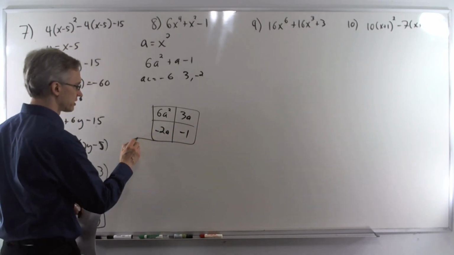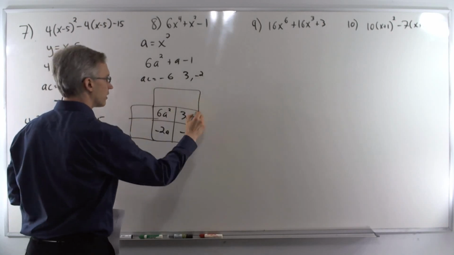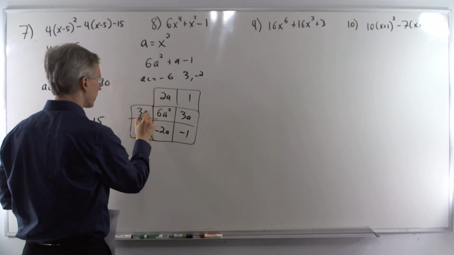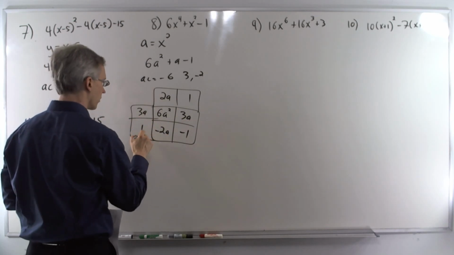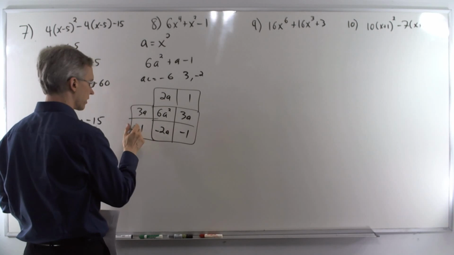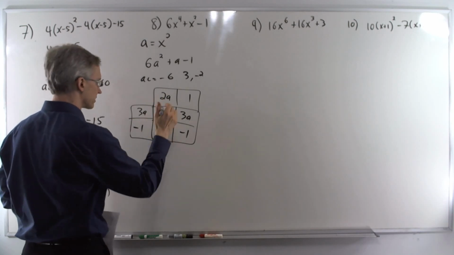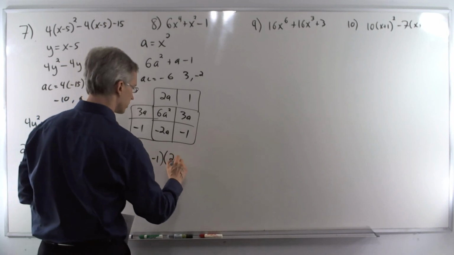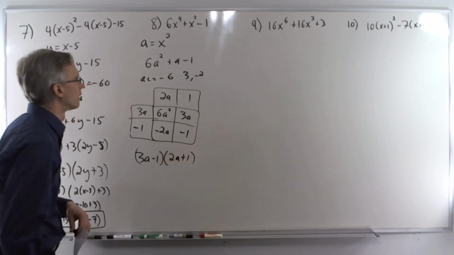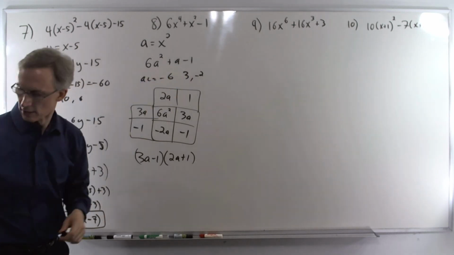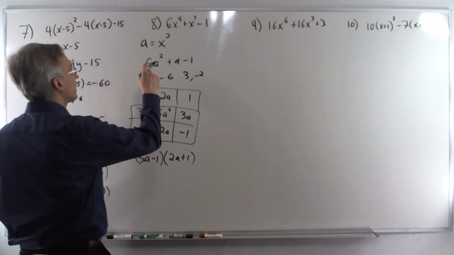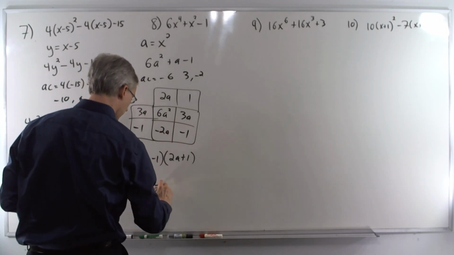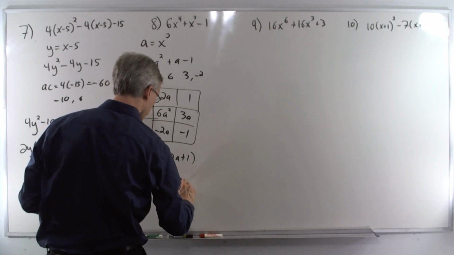All right, GCF in all 4 directions now. This way we get 1, this way we get 2a, this way we get 3a, and this way we get 1. Negative here, so that turns this one negative. Everything else is positive, so that all stays positive. 3a minus 1 times 2a plus 1. All right, so there's the factored form of this trinomial. Now we need to substitute back in. So x squared, everywhere you see an a, so that's 3x squared minus 1 times 2x squared plus 1.